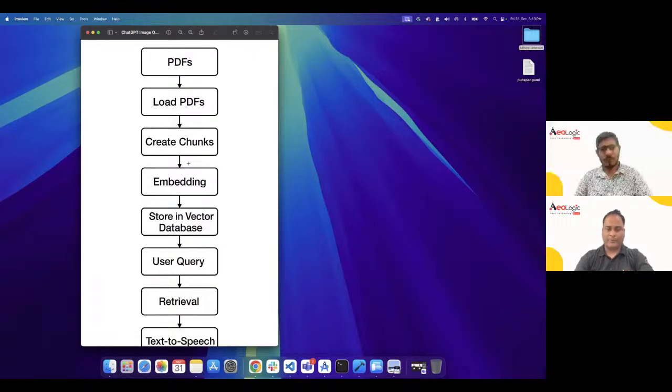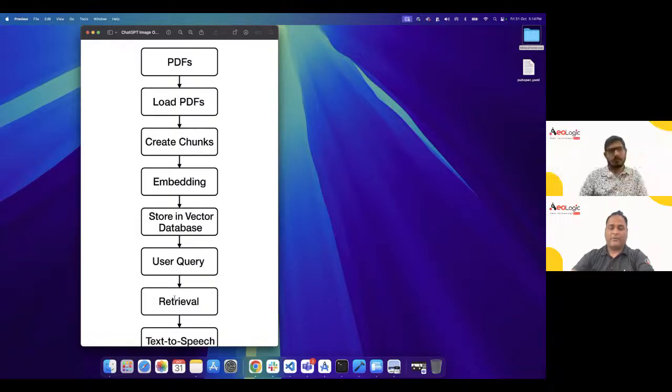We have two PDFs which have some data. As the flow shows, first we load the PDF, then we create chunks using that PDF. Now we create embeddings using those chunks. And lastly, we store the chunk embeddings into a vector database like Chroma. Now the user is ready for their query. The user can query it to fetch the correct answer.